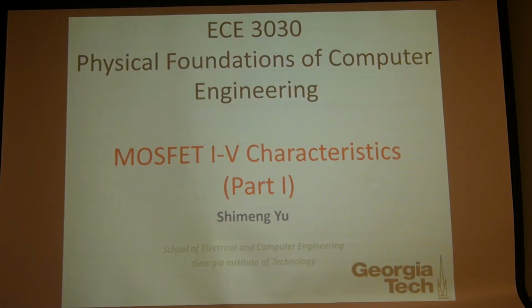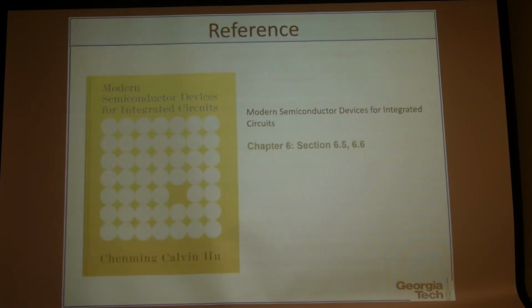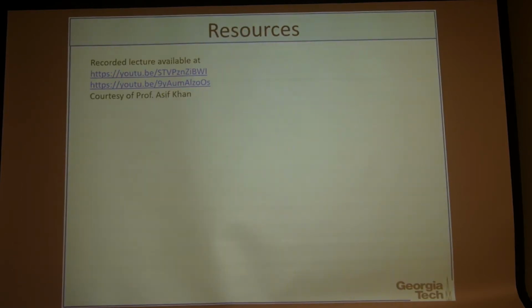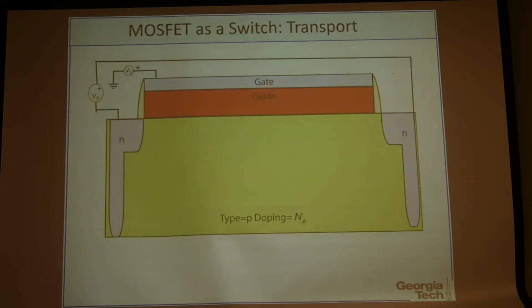So this is MOSFET IV characteristics. So far we talked about the MOSFET structure. So it's just a capacitor structure. We haven't talked about the current flow in the MOSFET. So today we are going to discuss the current flow. And this is a reference chapter, and then the lectures by Professor Asif.